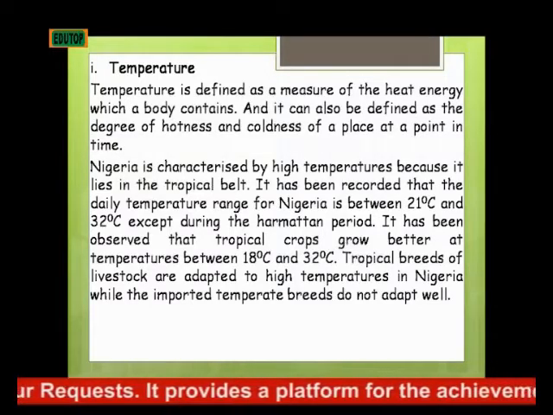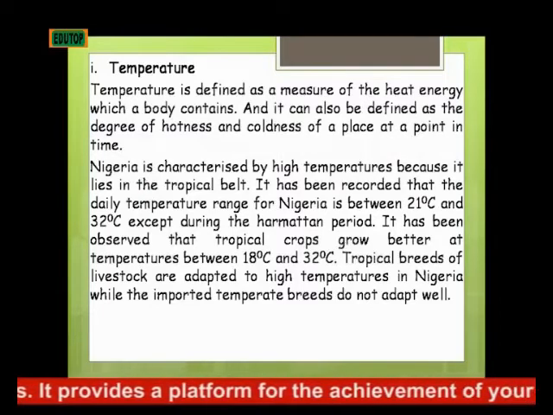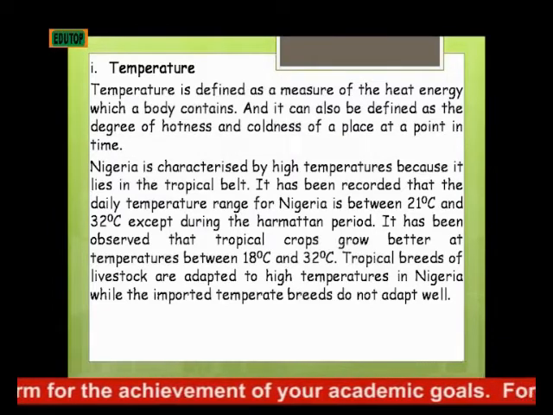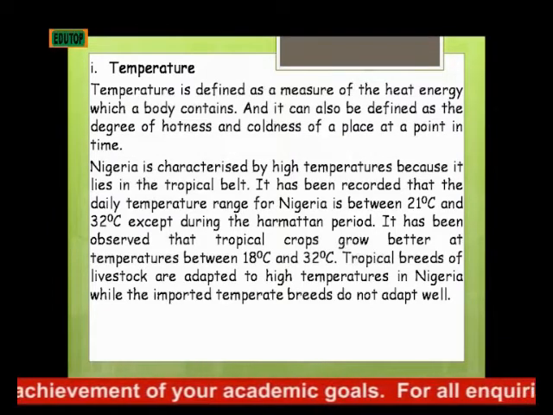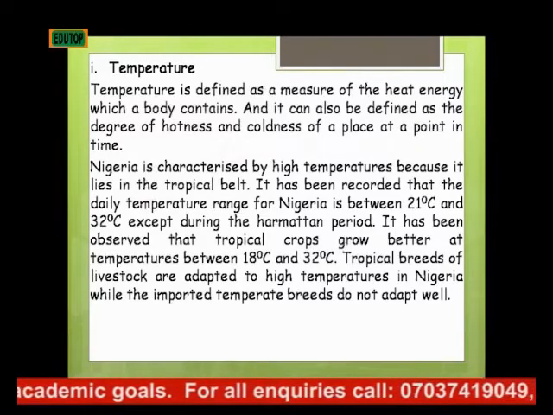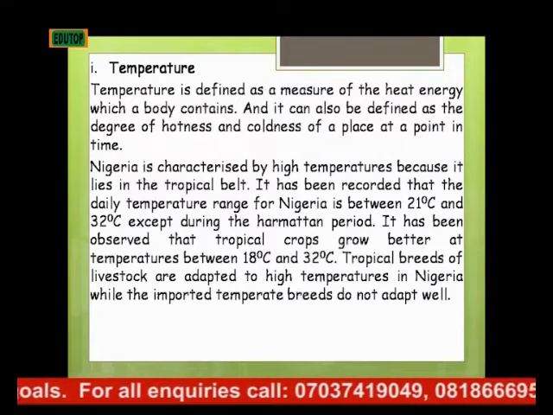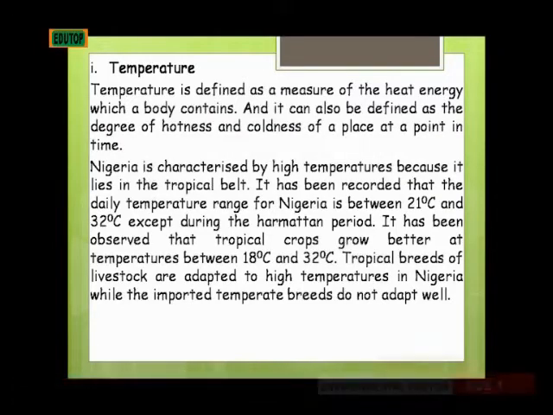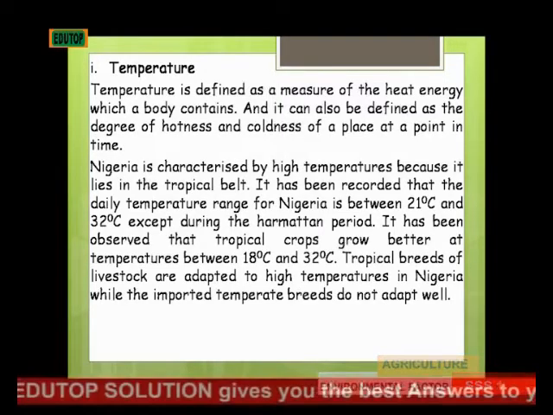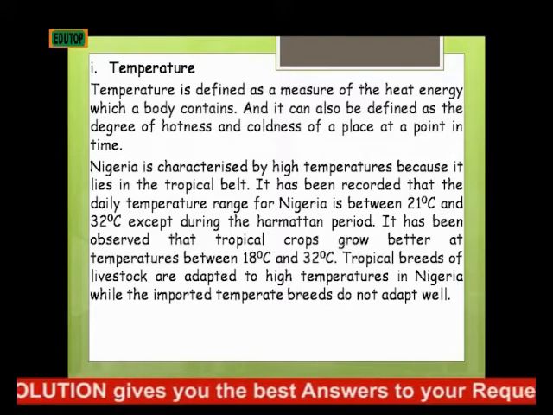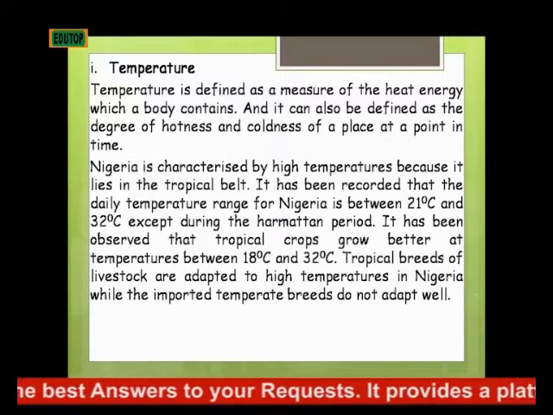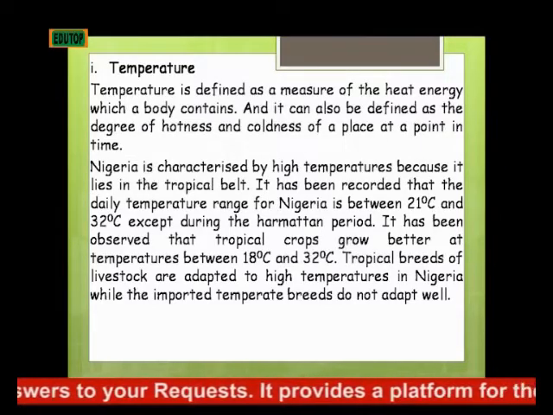except during the Harmattan period. It has also been observed that the temperature actually differs from the coastal areas to the inner part of the country, that is the hinterlands. And it has also been observed that tropical crops grow better at temperatures ranging between 18 degrees centigrade and 32 degrees centigrade. Tropical breeds of livestock are adapted to high temperature in Nigeria, while the imported temperate breeds do not adapt well in Nigeria.